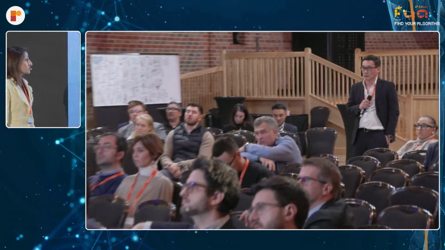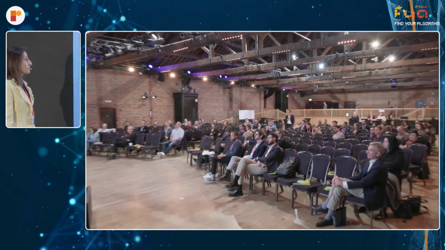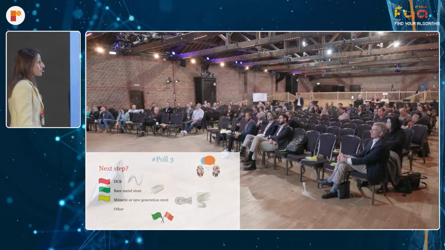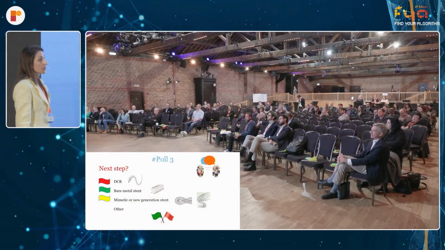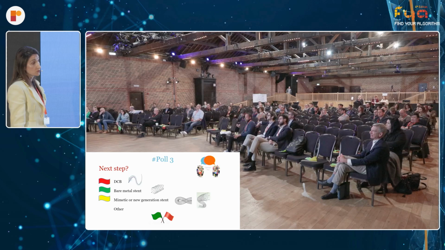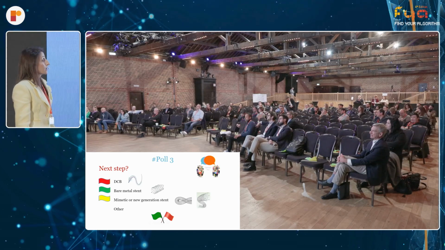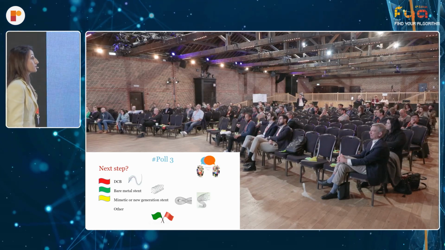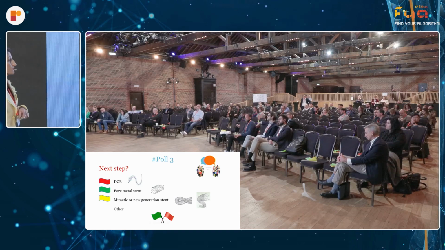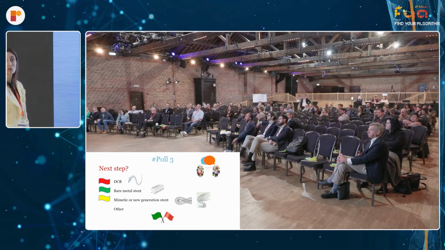Okay, so next step, we need to treat the fempop segment once it's recanalized. So what would you do? DCB, maybe bare metal stent, mimetic or new generation stent. Remember, we have 2 different occlusions. A long CTO, and the other one at the level of P3 was a short one. So what would you say?